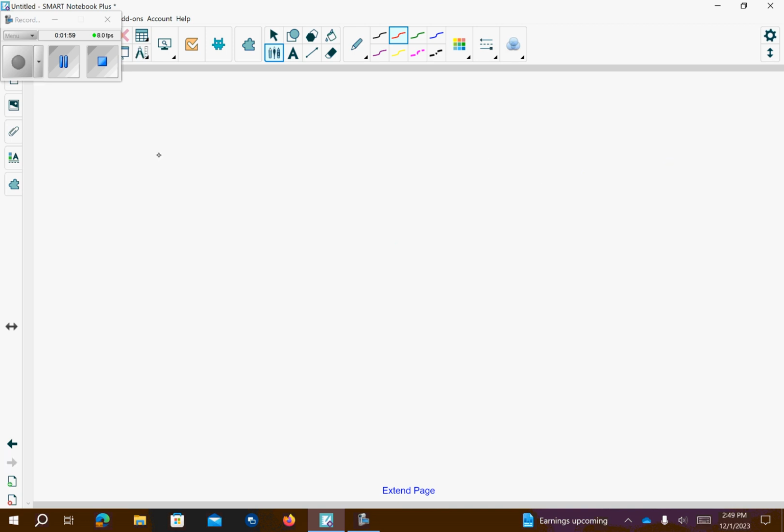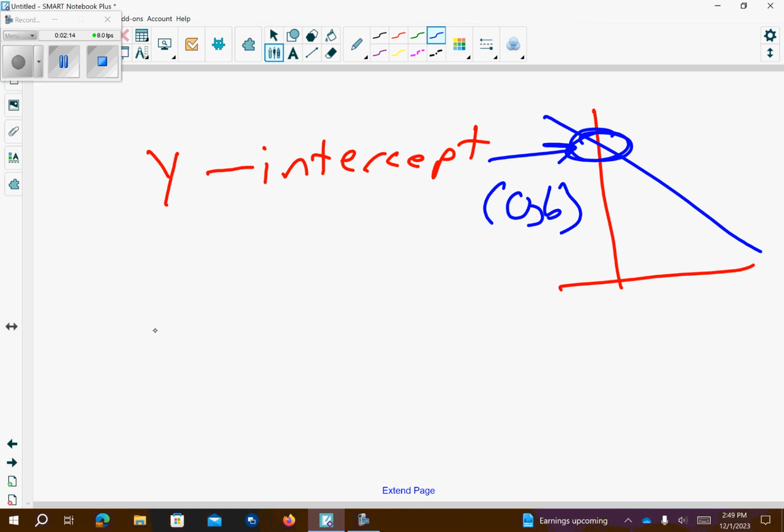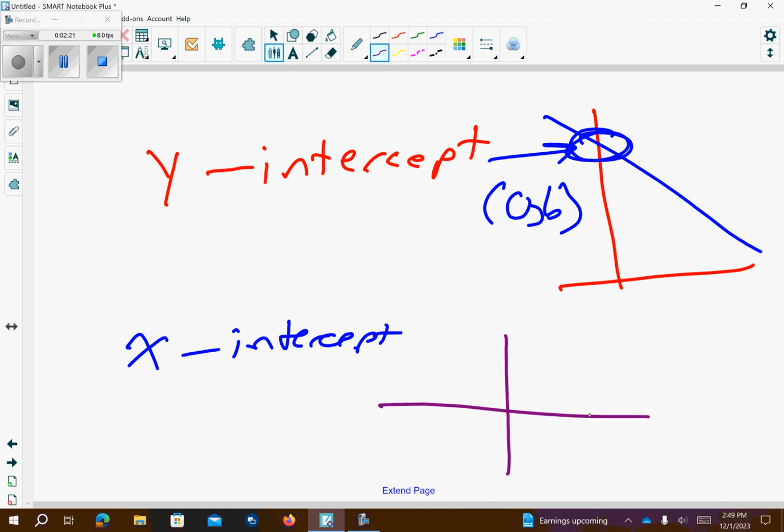Okay, so the y-intercept, if I had graphed something and I had drawn a line of best fit, this would be my y-intercept, which is 0, comma, b, where b would represent a number. The x-intercept is going to be where it crosses the x-axis. So if we had a line of best fit here, that would be the x-intercept. The x-intercept is some unknown number, comma, 0.